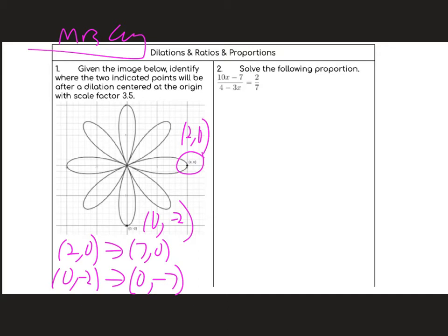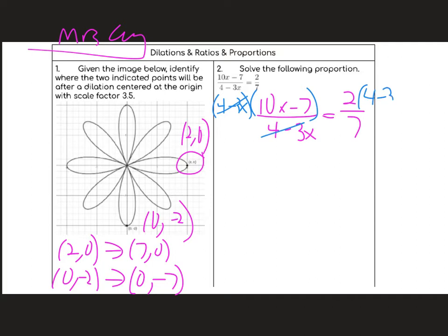And next one, solve the following proportion. So I've got (10x - 7) over (4 - 3x) equals 2 over 7. Some of us like to do the cross multiplication idea. Some of us like to follow some different steps, which are basically the same. I'm going to multiply by 4 - 3x, to get rid of that denominator. While I'm here, I'm going to also multiply by 7. I could do this as two separate steps, but I'm doing it as one.